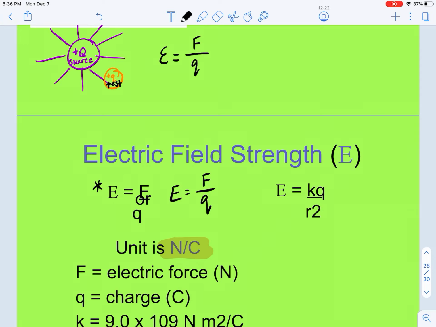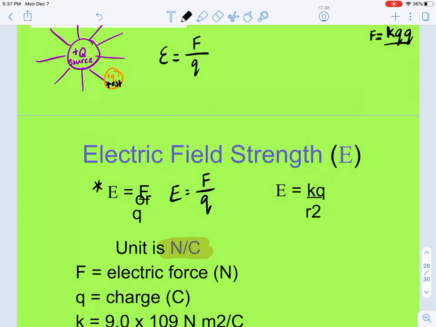Now, what if we didn't have our little test charge to tell us what that electric field is? How else could we determine what that electric field is? Well, let's play around with the algebra for just a moment.